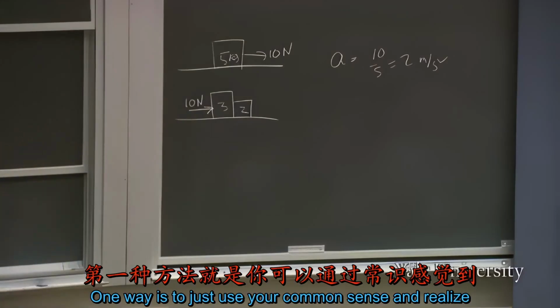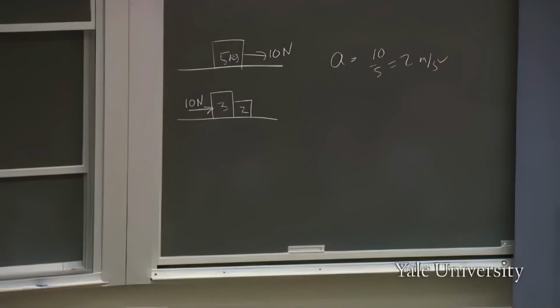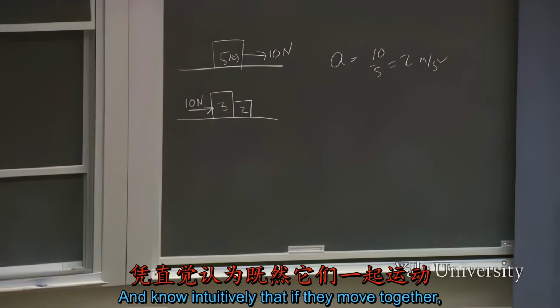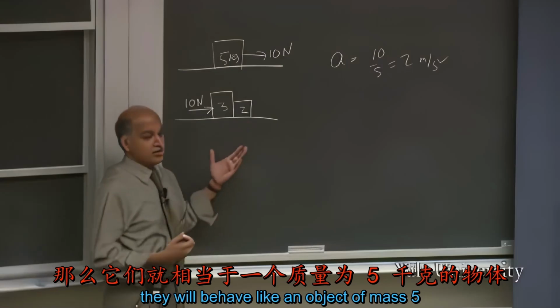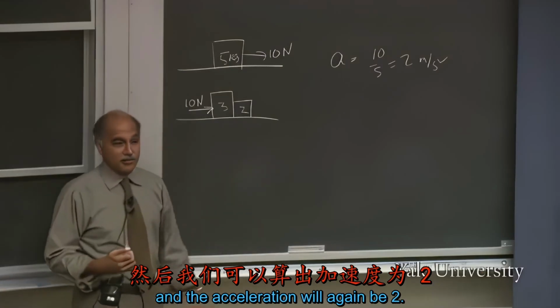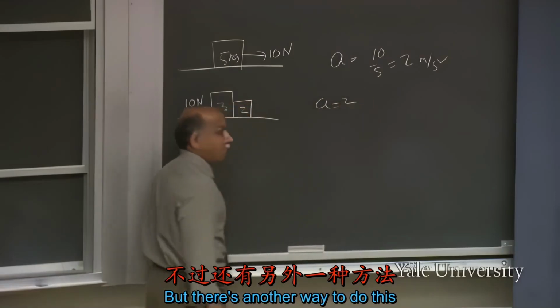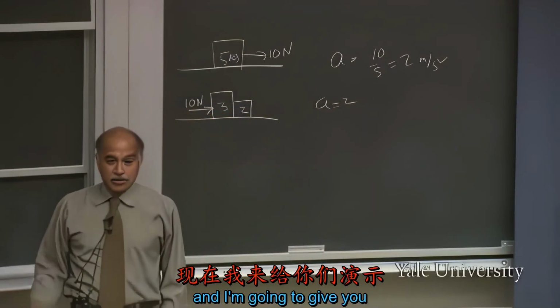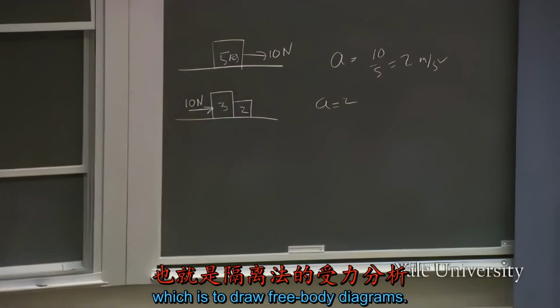So one way is to just use your common sense and realize that if you push it this way, these two guys are going to move together, and know intuitively that if they move together, they will behave like an object of mass 5, and the acceleration will again be 2. But there's another way to do this, and I'm going to give you now the simplest example of the other way, which is to draw free body diagrams.